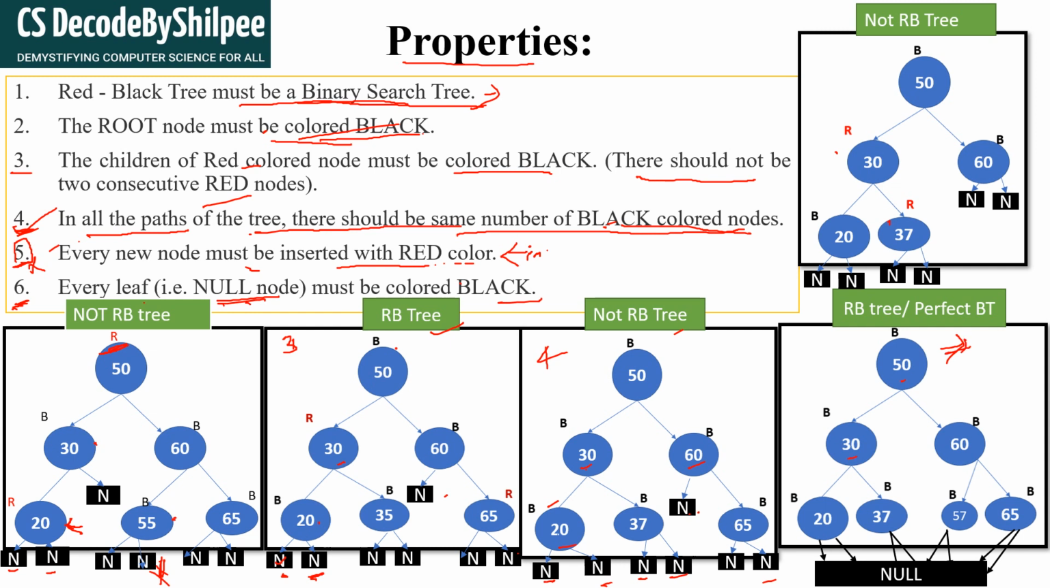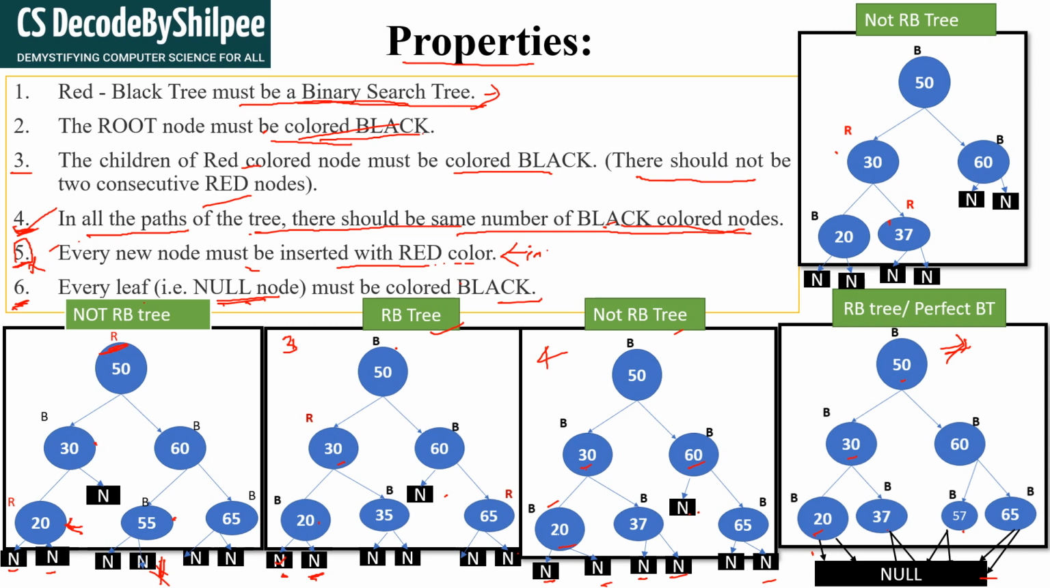50, 30 is less than 50, yes. 60 is greater than 50, yes. 20 is less than 30, yes. 37 is greater than 30, 57 less than 60, yes. So 65 is greater than 60. Okay, fine. Here I have connected all these leaf null nodes into a single null because there was no space, so I have taken and connected them. Okay, fine. Now we'll check the second property.